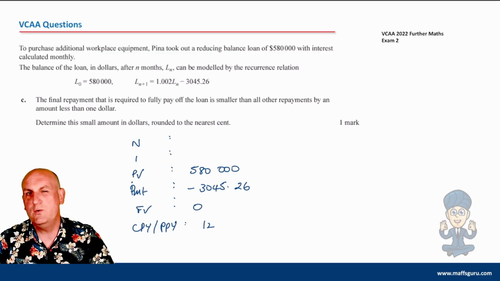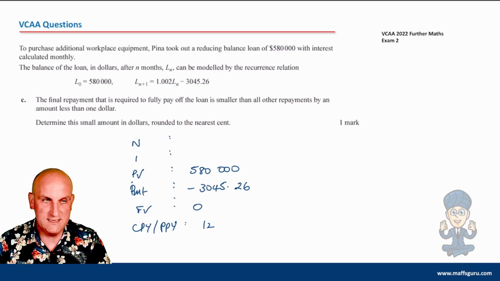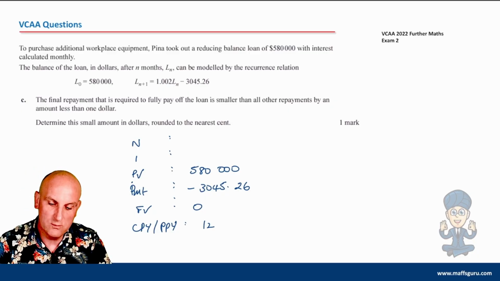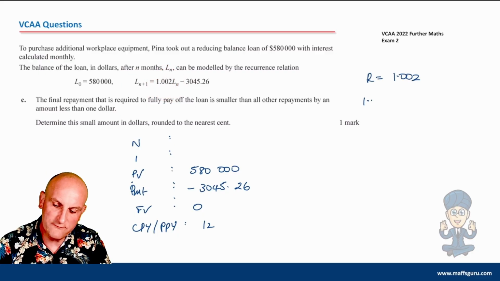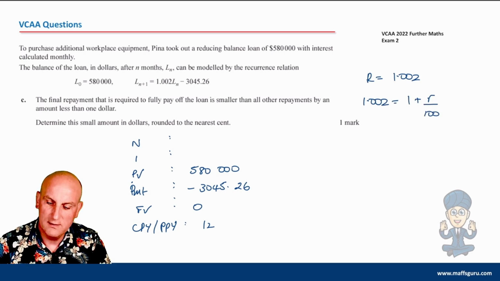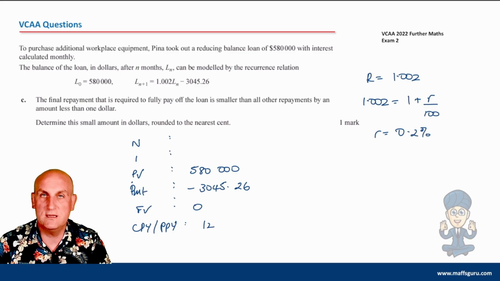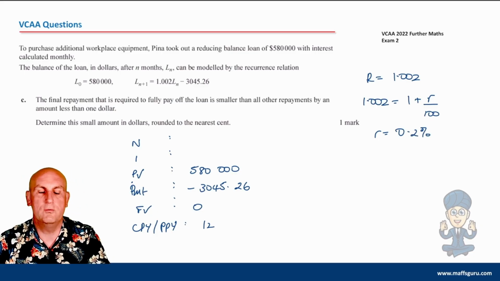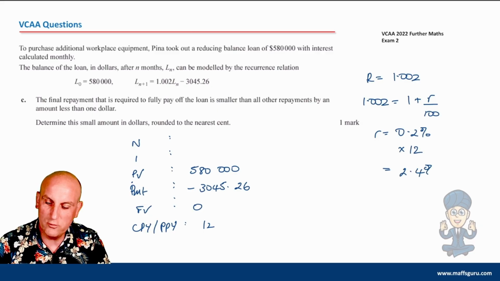Nope. So this is where we almost have a two-stage question, and I'll explain what I mean by that in a moment. Can we work out my interest rate? Well, yes, once again, we know we've got 1.002. So my big R is 1.002. We know therefore that 1.002 is 1 plus my little r on 100. That's going to give me a little r of 0.2%, and that's the nominal monthly rate. Well, as it is monthly, I'm going to times it by 12, which gives me 2.4%.